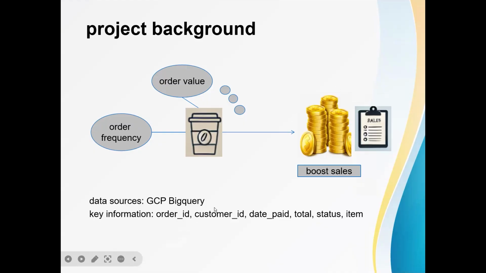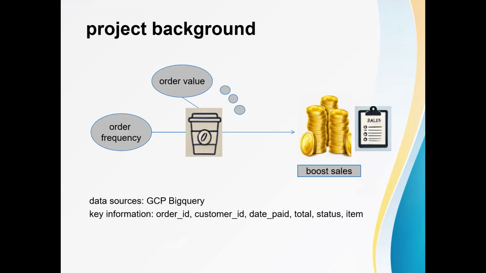In this project, the data is stored in Google Cloud BigQuery. The dataset consists of several important columns that provide insight into customer behaviors and sales performance. First, we have order ID, a unique identifier for each transaction, and customer ID refers to the customer making the purchase, allowing us to analyze customer-specific trends and behaviors.